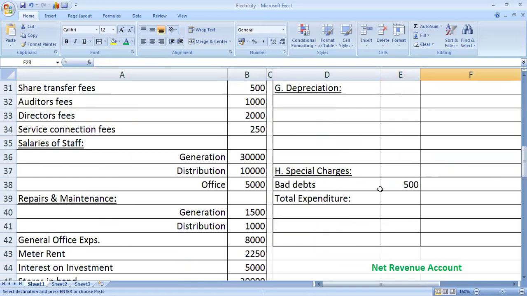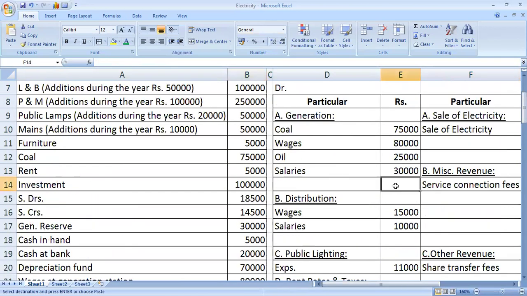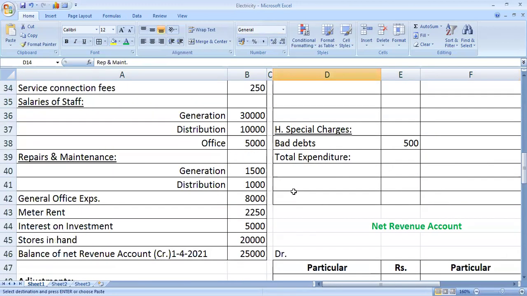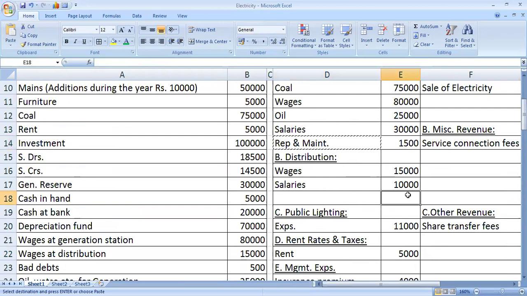Then repair and maintenance 1,500 goes to the generation revenue account debit side. Repair and maintenance. The next item, repair and maintenance under the heading of distribution, 1,000.